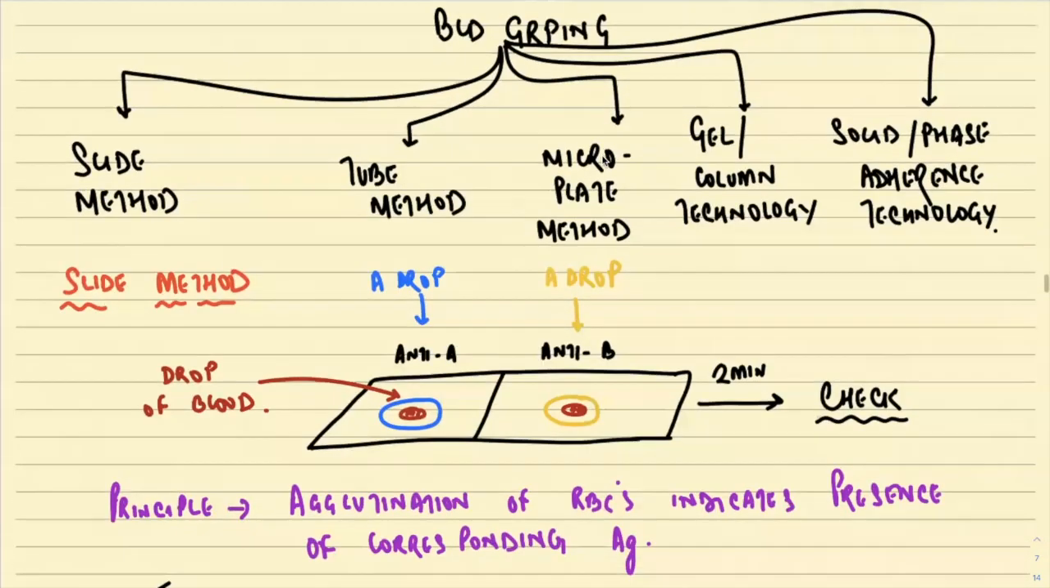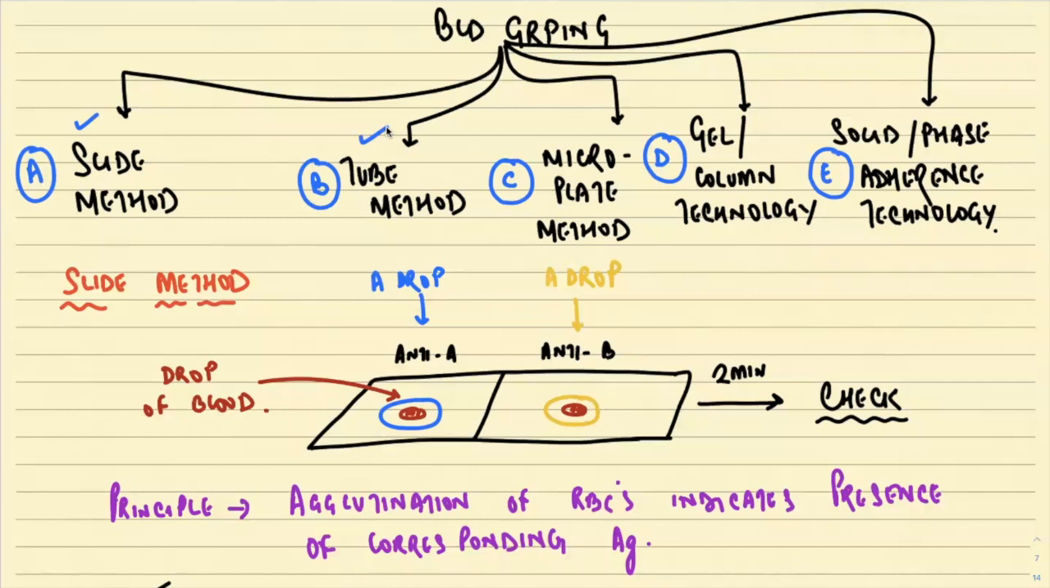Now we are going to see the blood grouping methods. The first grouping method is the slide method. Then we have the tube method, microplate method, gel or column technology method, and then solid phase adherence technology. Now remember, the two methods that you must have seen are the slide method and the tube method. But remember, these are very, very old methods. Just for demonstration to the students, we are doing these methods.